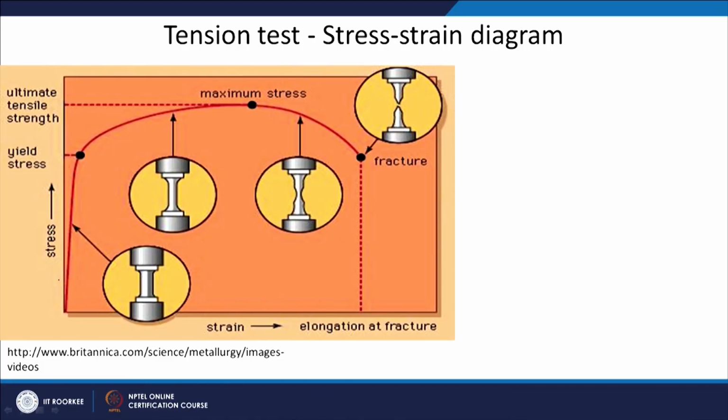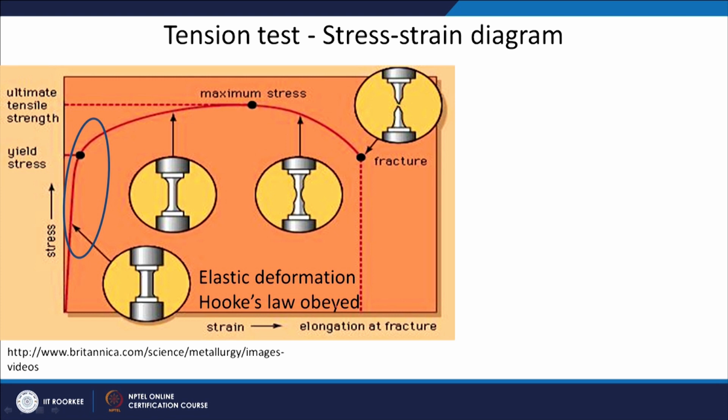So this is what a typical tensile curve will look like. On the y-axis you have stress, on the x-axis you have strain. Strain is what you are imposing on the material, and stress is the response of the material. You will have some linear part, where the elastic deformation is going to take place, and Hooke's law will be obeyed. This we have already discussed.